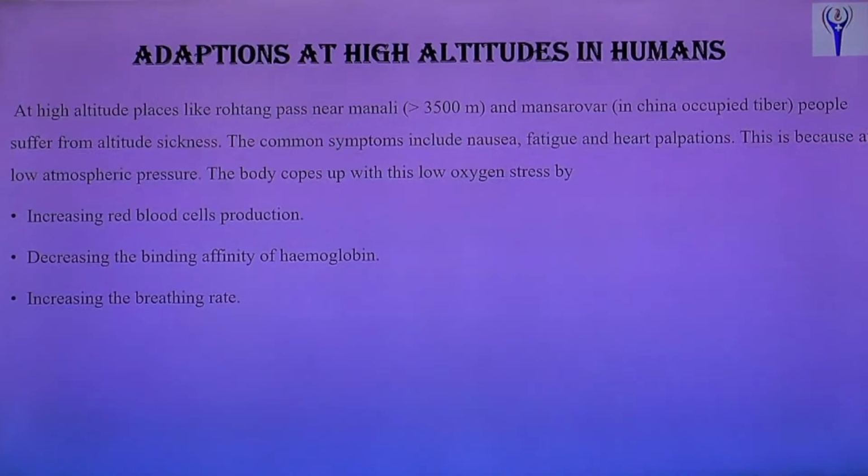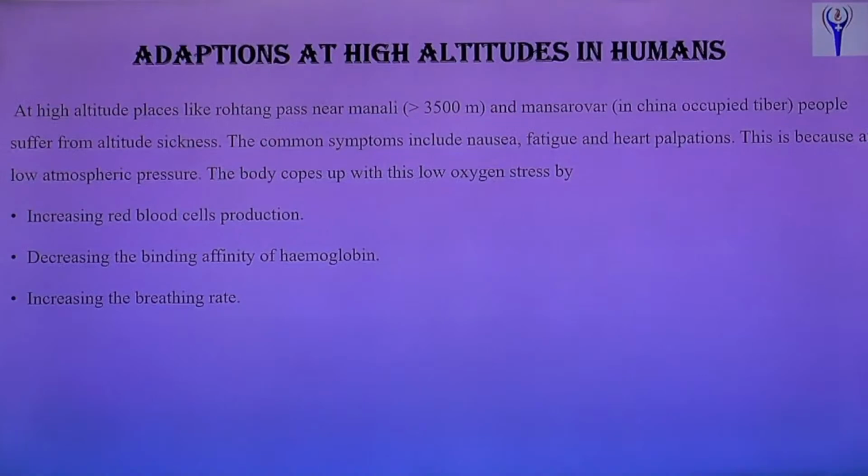because of the low atmospheric pressure, and the body copes up with this low oxygen stress by, eppadi nam body, increase in RBC's production. Appo dhaan oxygen nammala innum idu panna mudiyum, and then decreasing the binding affinity of hemoglobin. Why? Enna nadakkudhu idhula?